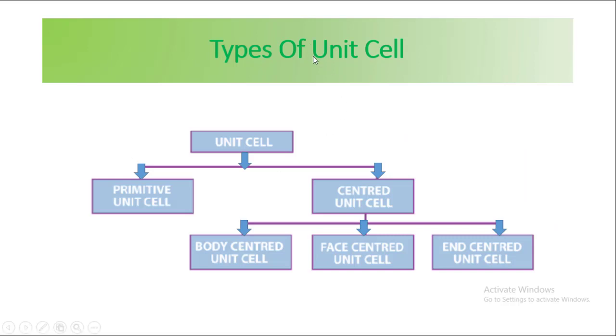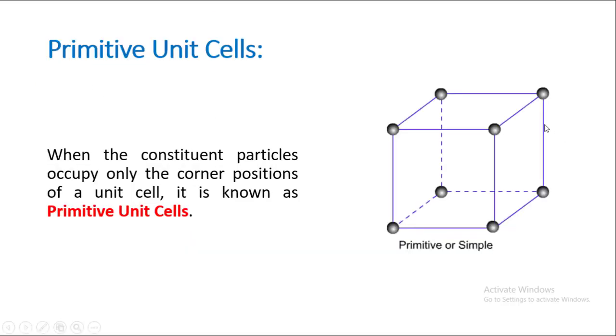Next, coming to the types of unit cell. A unit cell is basically of two types. One is the primitive unit cell and the other is the centered unit cell. A centered unit cell is basically subdivided into three types, that is body centered unit cell, face centered unit cell, and end centered unit cell. So this is a primitive unit cell. When the constituent particles occupy only the corners of a unit cell, we call it the primitive unit cell.